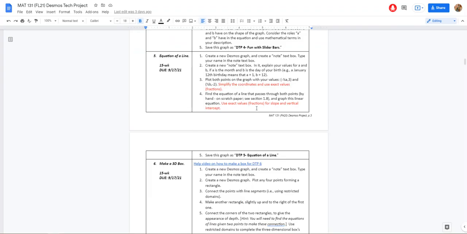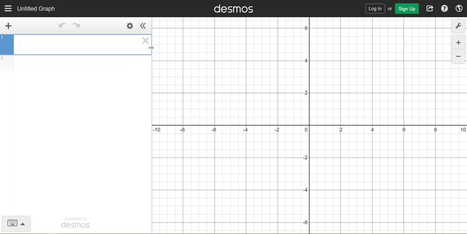I'm going to take a look at Project 5, writing the equation of a line. Now, when you write Project 5, you're going to use your birthday attributes to determine your value for A and B, and then you're going to plot an ordered pair of the form negative 1/3 A, comma 3, and 1/2 B, comma negative 2.